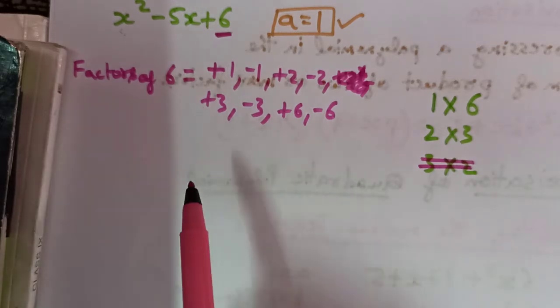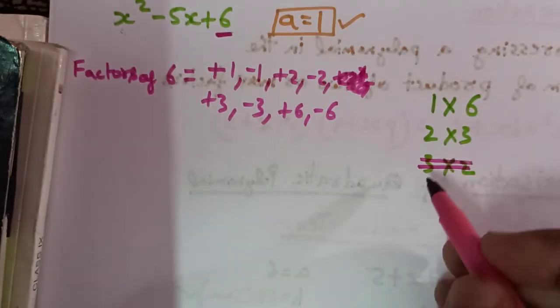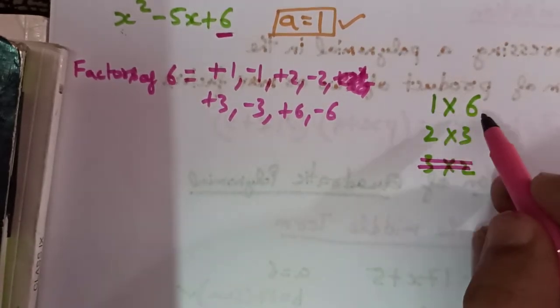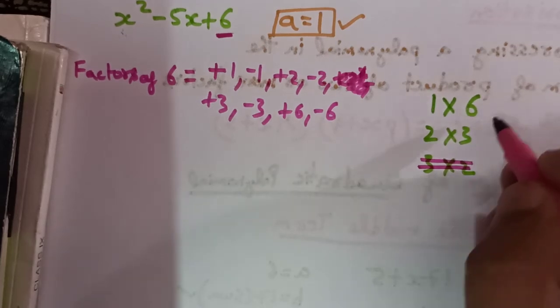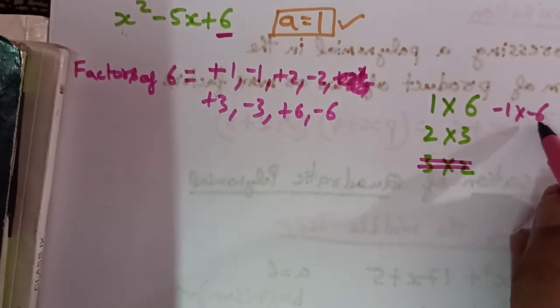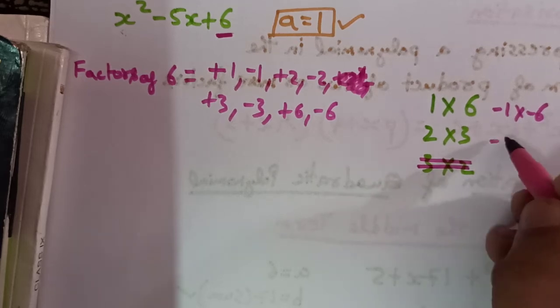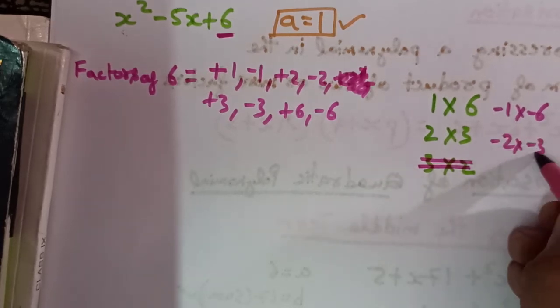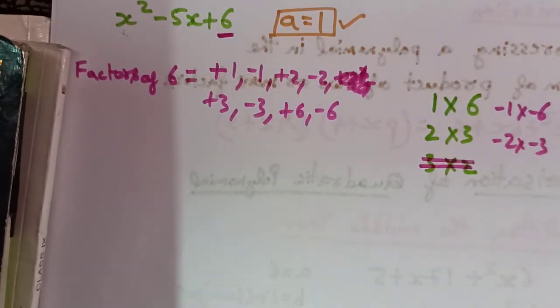is coming. So for them I am just giving an example that plus 1 into plus 6 is 6. Similarly, minus 1 into minus 6 is also 6, because minus multiplied by minus is plus, and minus 2 multiplied by minus 3 is also 6, since minus multiplied by minus is plus. So we are having all these factors as plus 1, minus 1, plus 2, minus 2, plus 3, minus 3 and plus 6, minus 6. So we have got how many factors? We have got 6 factors.